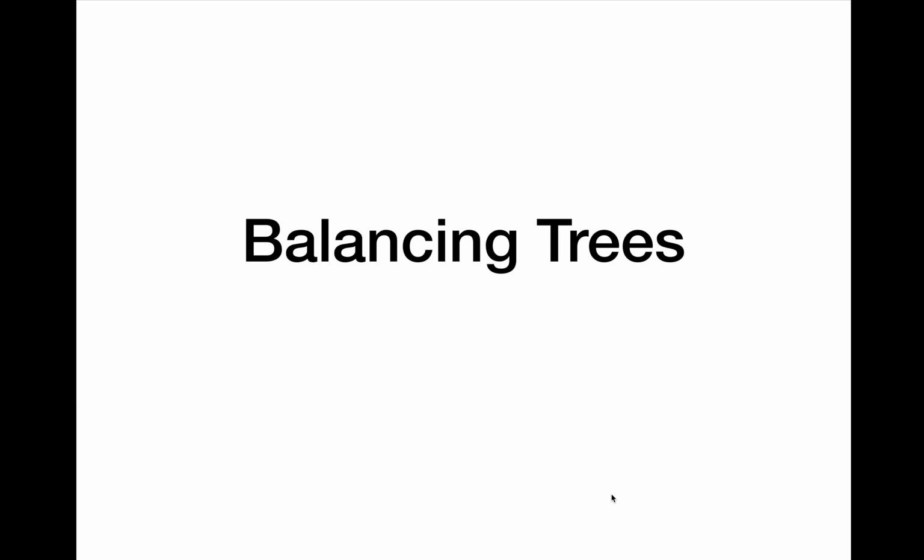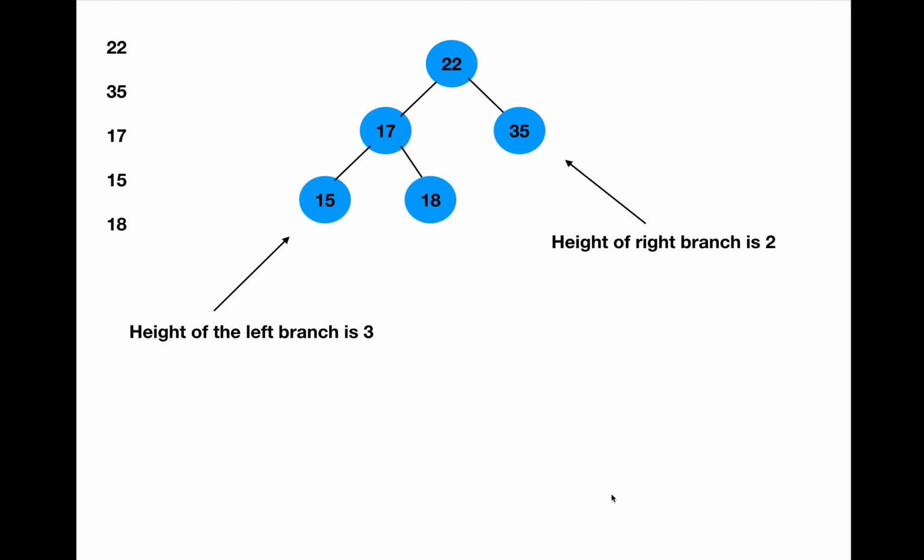A binary tree. Let's look at this tree to begin with. To know if a tree is balanced, we need to look at branches, and then we need to look at the heights of branches. So the left branch for this tree, starting all the way up at the root, would be a height of 3.